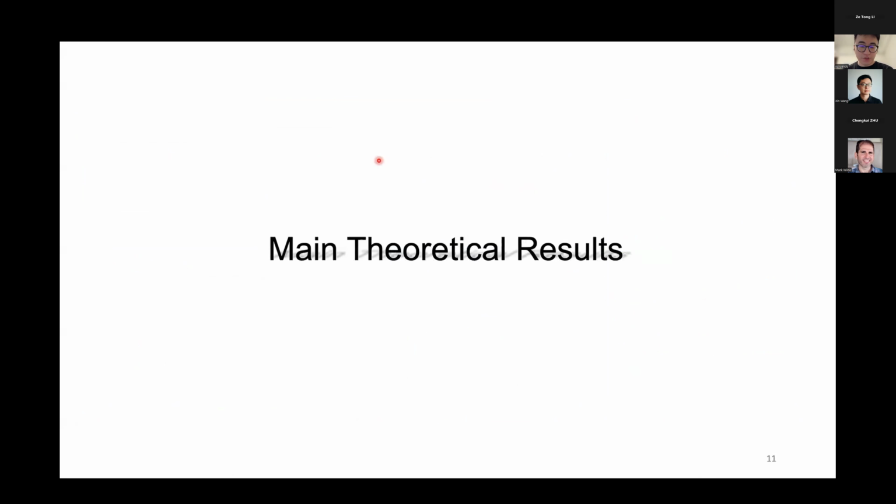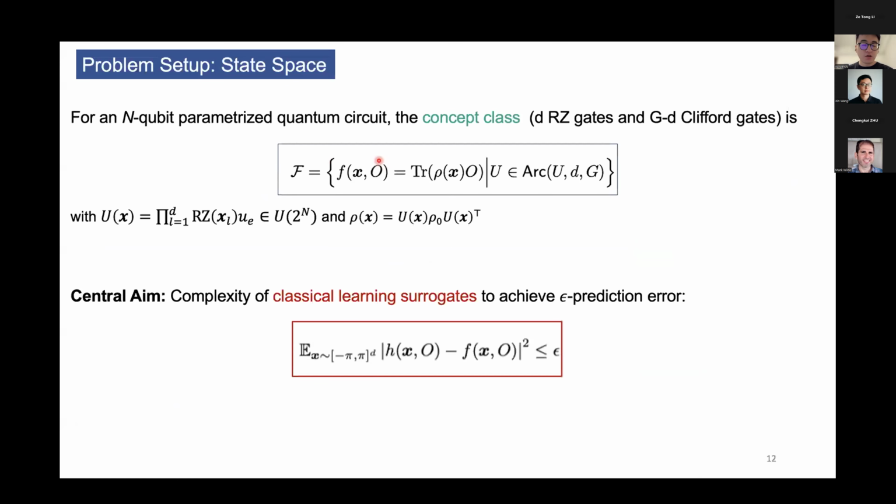Okay, now let me introduce our main theoretical results. Based on our problem setup, the classical learning surrogate, or the classical learner, actually learns this concept class. Because we are focusing on parameterized quantum circuits, which can be denoted by rho of x, and here the parameterized state rho of x is formalized by applying a parameterized quantum circuit U of x, which is composed of D RZ gates and many Clifford gates, to a fixed input state rho 0.